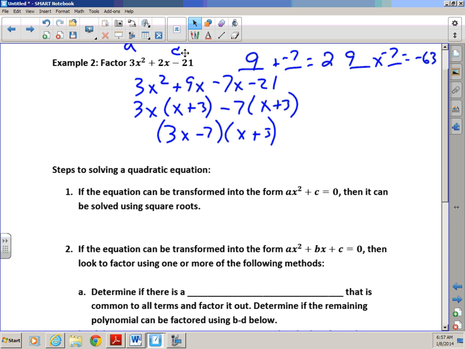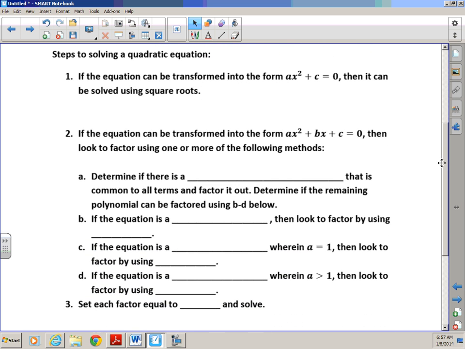Okay. Now, how do we solve quadratic equations when we're looking at trying to factor here? If the equation can be transformed into the form ax squared plus c equals 0, it can be solved by using square roots. I'm just going to add the following, meaning there is no b, or b is 0. I'm going to show you an example of that in a couple of minutes.